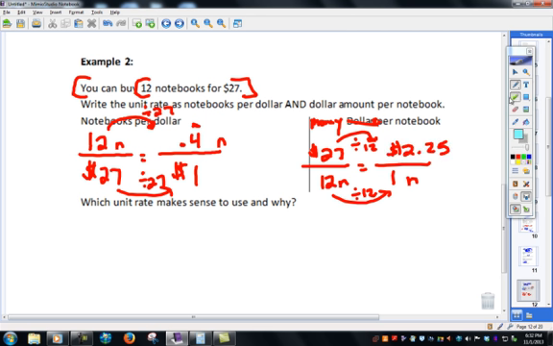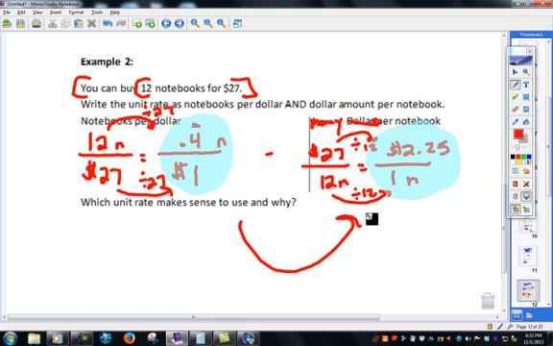Now, you guys tell me which unit rate legitimately helps you. If you really want to know something about these notebooks and their cost, which unit rate helps you? It's got to be this one, right? So if this was B and this one's here A, it's got to be B, right? Because last I checked, and you guys can tell me if I'm wrong here, I'm pretty sure you can't buy a partial notebook. I don't think Walmart would allow that.